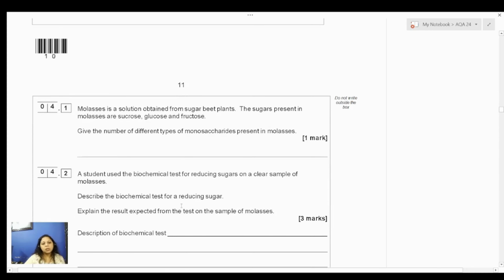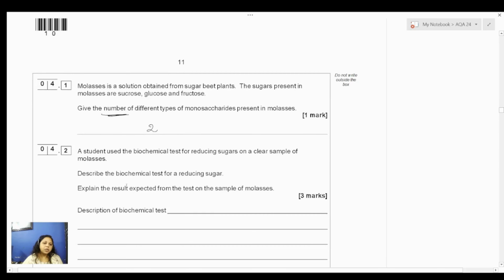So the next one says molasses is a solution that we usually get from sugarcane. It's obtained from the sugar beet plant here. The sugars present in molasses are sucrose, glucose, and fructose. So among these three, which ones are monosaccharides? Sorry, give the number. They haven't asked about the name. They ask how many monosaccharides there are. So there are two monosaccharides. You can also write the name, but when they have asked about the number, just give them a number.